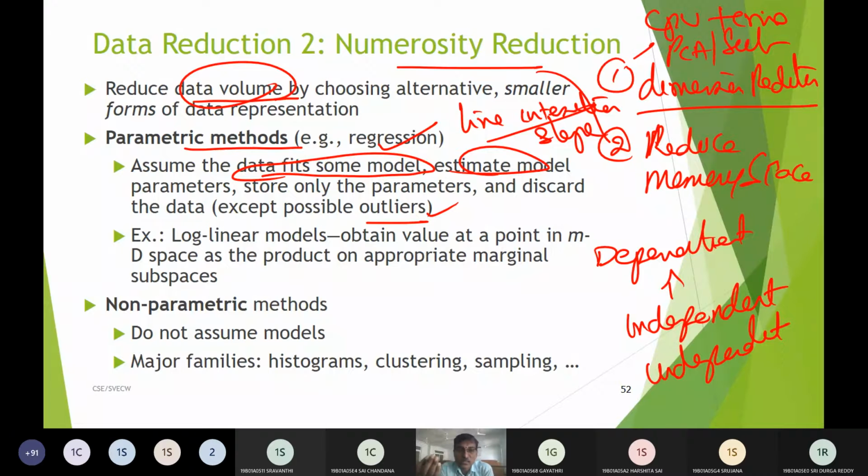So this is the first technique that falls in numerosity reduction. In numerosity reduction, we are going to focus much on reduction of memory space. It is possible with the dependent and independent variables taken from linear regression. We call these parameterized methods. The second technique uses non-parameterized methods, where we will use histograms, clustering, and subsampling, sampling techniques, etc.